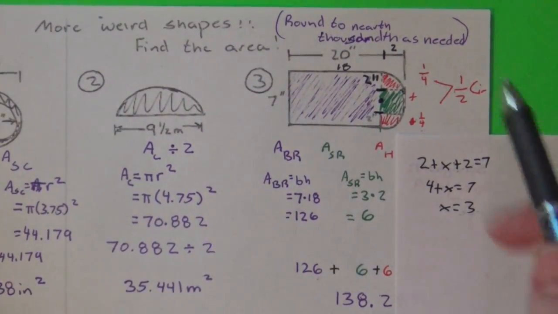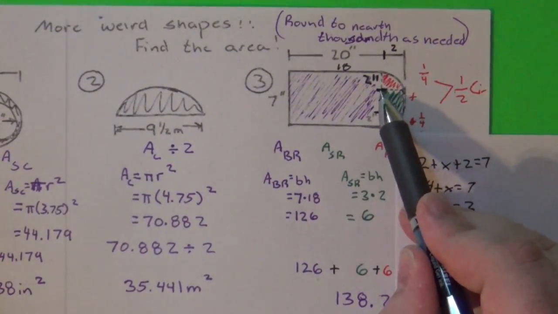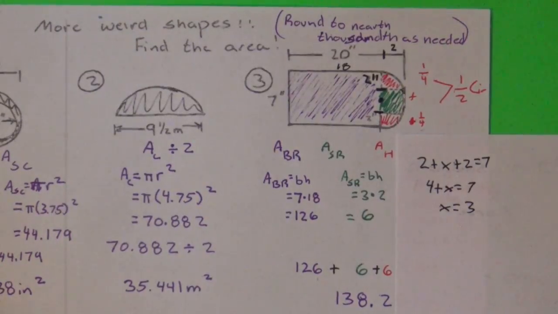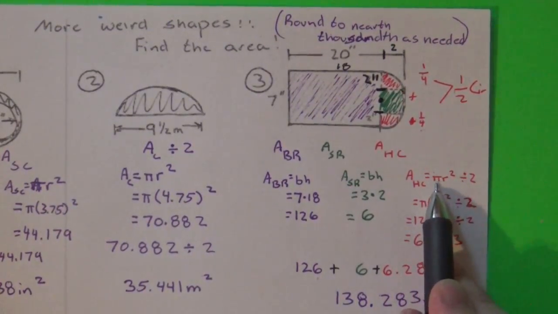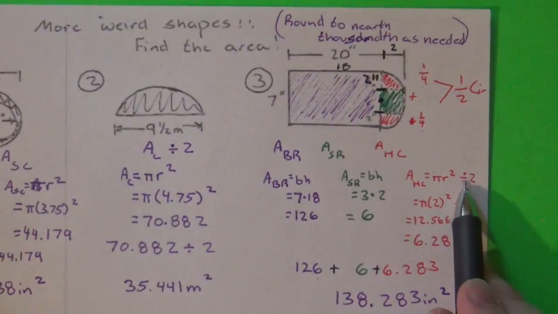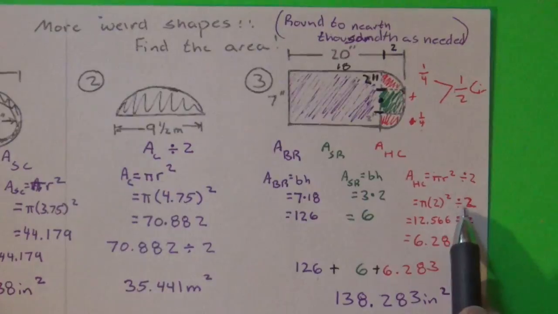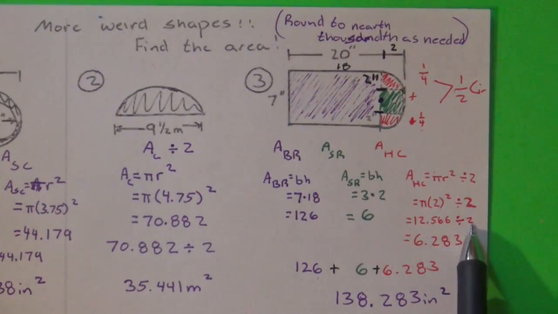Now we need to do the last piece, which is these 2 quarter circles making a half circle. Well, look at it. You know that the radius on this one is 2, and it's the same radius as this. So if you know the radius is 2, you can simply say that the area is pi r squared, and then we're going to divide by 2. So pi times 2 squared, divide by 2. Pi times 2 squared gives me 12.56, divided by 2, and I get 6.283.